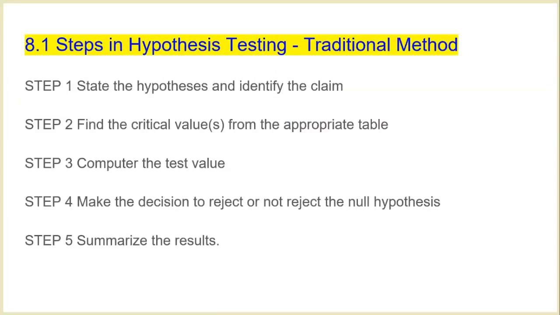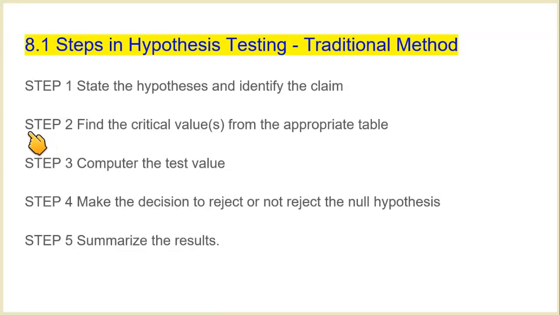So for the traditional method, there are 5 main steps that we want to be able to perform in order to do a hypothesis test. And what a hypothesis test is, you're basically looking at any type of results you have from a survey or from an experiment. If you want to determine if those results are statistically significant, you perform a hypothesis test. And so we're going to talk about how we can perform the hypothesis test and look at these steps in greater detail.